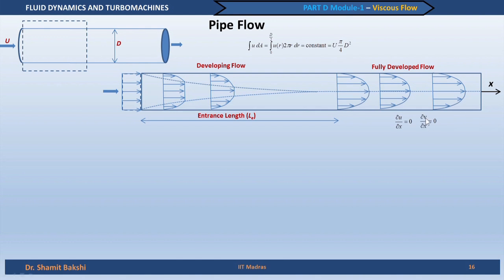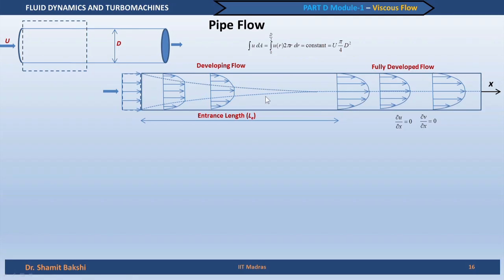Same happens to the v velocity. So, the v velocity also does not change along the x direction. It remains constant, and this region is known as the fully developed region. The implication of this kind of velocity profile is quite important. Let us see the development of the flow.